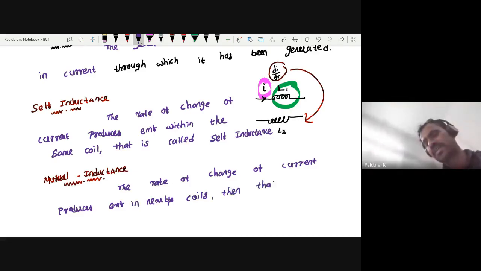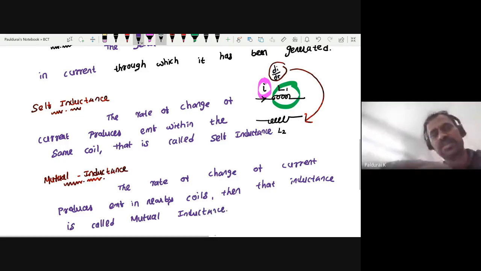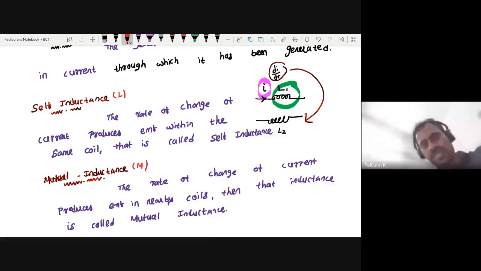Then that inductance is called mutual inductance. Self-inductance is denoted as L, and mutual inductance is denoted as M. So you got the idea what is self-inductance and what is mutual inductance. These are very simple definitions which you can explain in your own words.